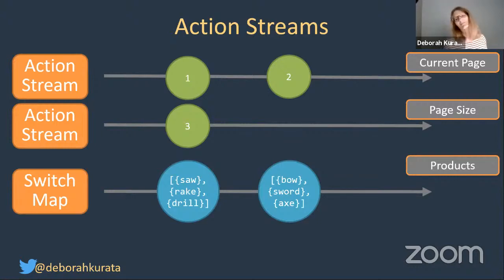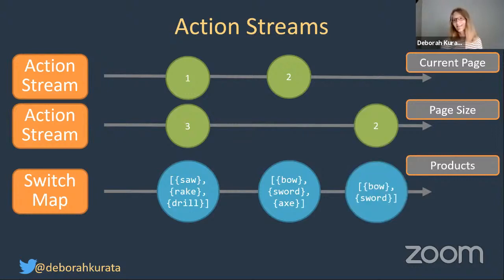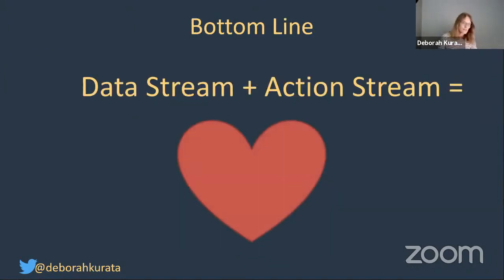If anyone picks up on that little hidden gem, it's my favorite movie. And then if the user says, no, I only want 2 per page, depending upon how you code it, you might get bow and sword, or maybe you'll get drill and bow if it's smart enough to repage prior pages. And so those are our action streams. So the bottom line: data stream plus action stream is love.